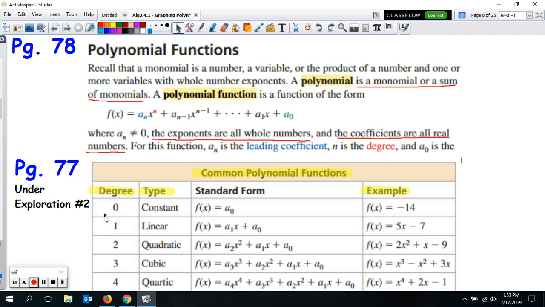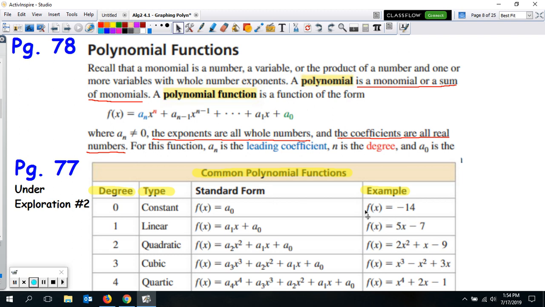And the degree here would be 0, so that would be the highest exponent of that term, which is 0. And that would be a constant term. And here's an example of that: f of x equals just negative 14, just a number. So it could be a positive number or a negative number. That's a constant term. Remember, f of x is like your y.